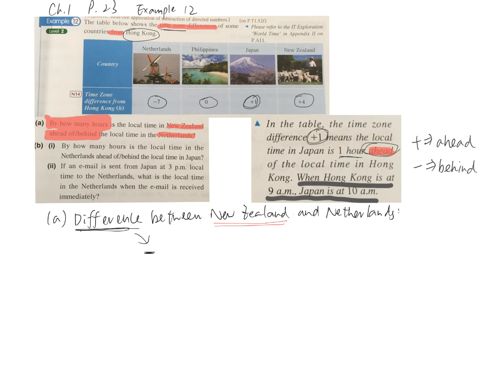and Netherlands. New Zealand itself now is +4, so I mark down +4 for New Zealand. And for Netherlands at the back, we will use its time zone, which is -7, with a bracket. Don't forget the bracket. So we are going to work out the answer for this. Remove the bracket, so I got +4. Remove another bracket. This is +7. So the answer is +11.